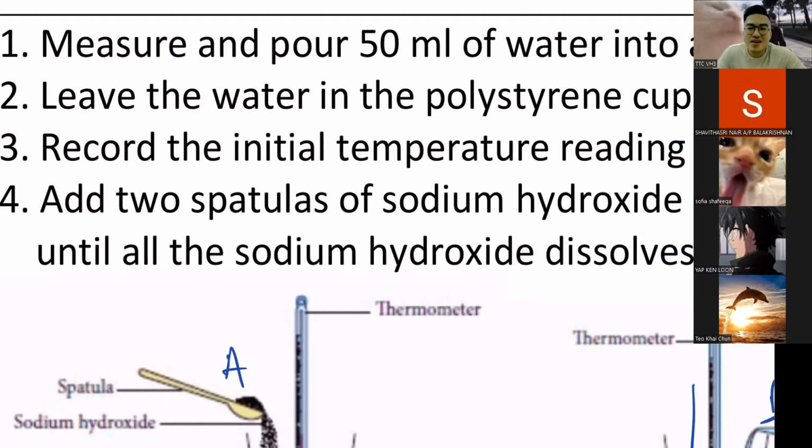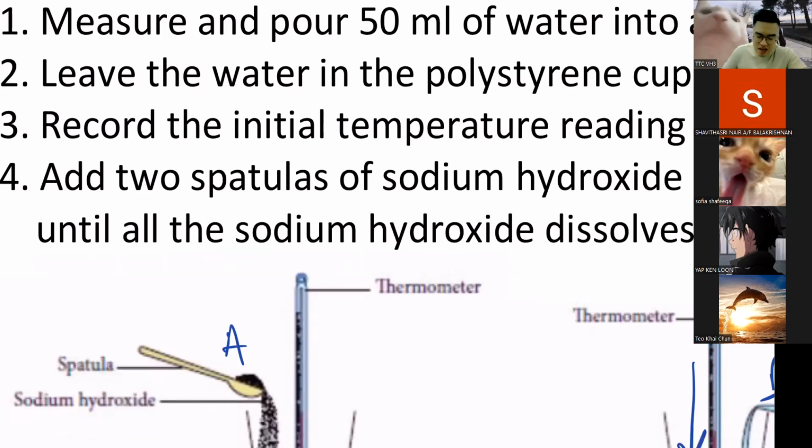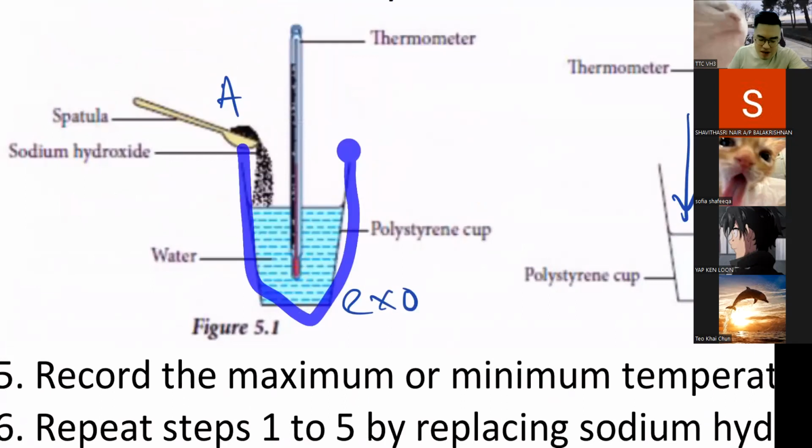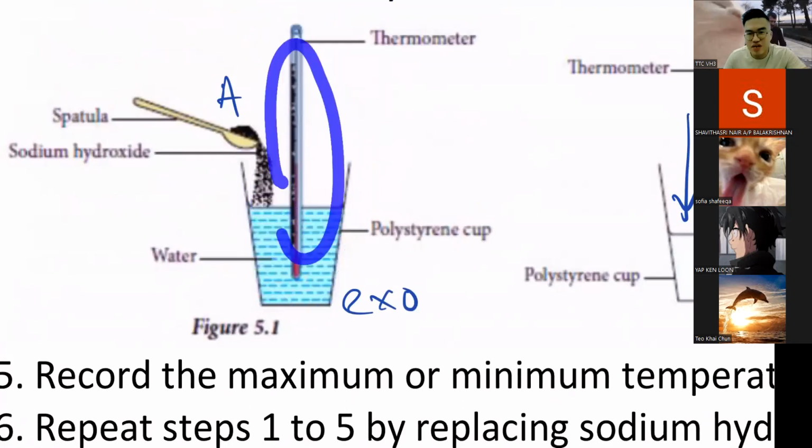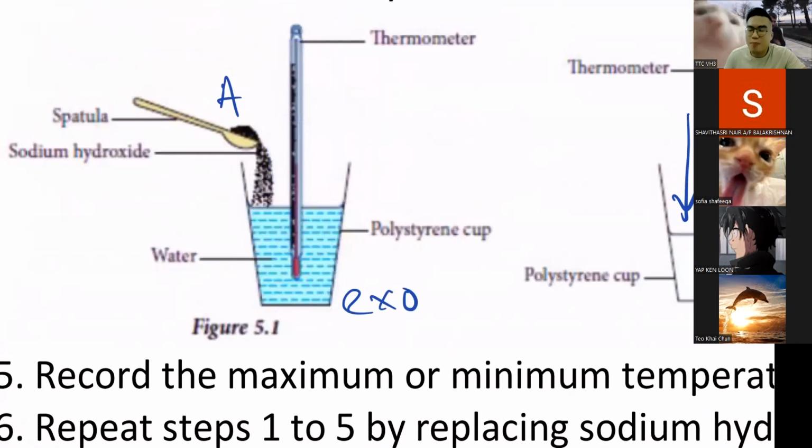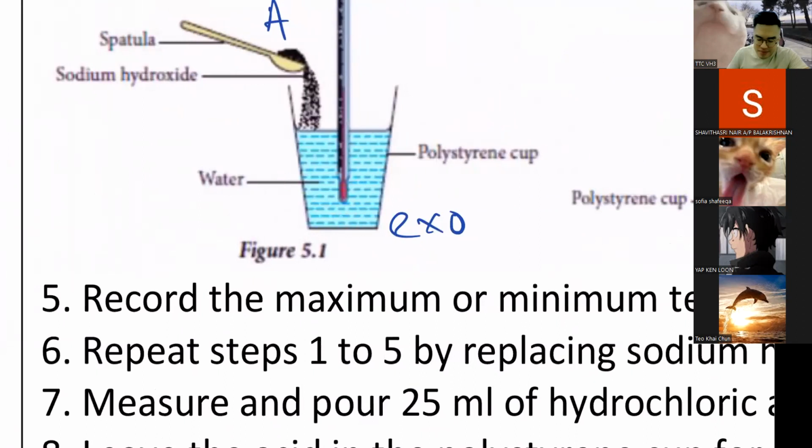What should the cup be? You want the cup to retain as much heat as possible, isn't it? Because if you use a stainless steel cup, it's going to absorb away the heat. It will affect your thermometer reading, isn't it? Paper cup is okay, but the best is polystyrene.